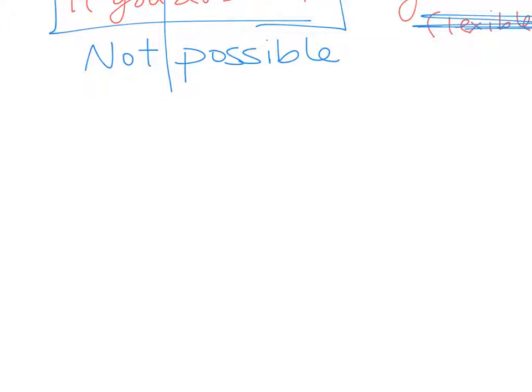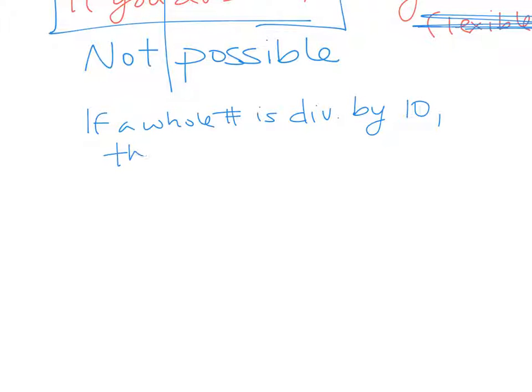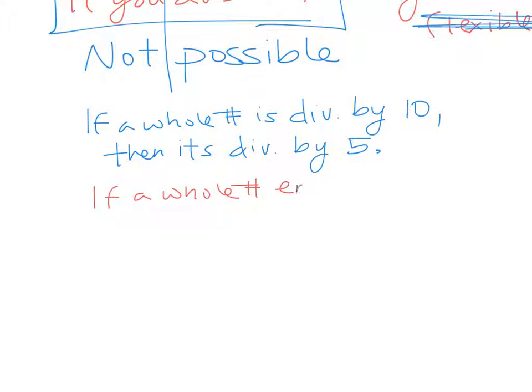Okay, how about this? If a whole number is divisible by 10, then it's divisible by 5. True statement? If a whole number is divisible by 10, then it's divisible by 5. And then I say if a whole number ends in 0, then it's divisible by 10. Okay, so those are my two statements. I'm looking for, is there a hypothesis and a conclusion that are identical? That are saying the same thing?